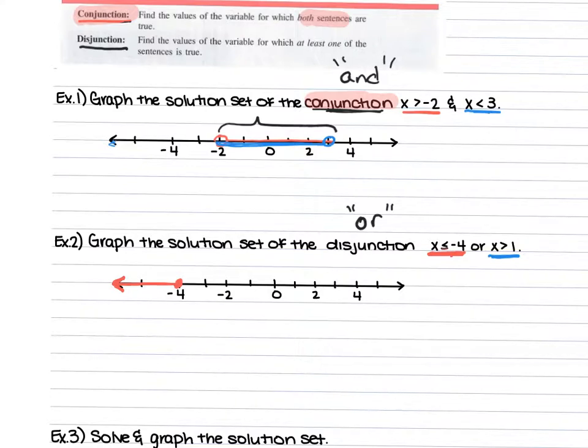So now let's do the part where x is greater than 1. How do I do that part? Open circle. And then which direction? Right. To the right.